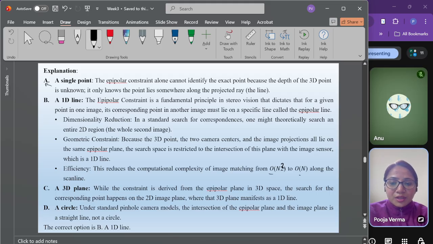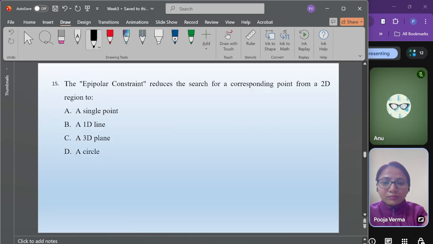And option C is the 3D plane. While the constraint is derived from the epipolar plane in 3D space, the search for the corresponding point happens in the 2D image plane, where the 3D plane manifests as a 1D line, not a 3D plane. And option D, a circle: under a standard pinhole camera model, the intersection of the epipolar plane and the image plane is a straight line, not a circle. So the correct option for this one is option B, a 1D line. The epipolar constraint reduces the search for a corresponding point from a 2D region to a 1D line. Okay.